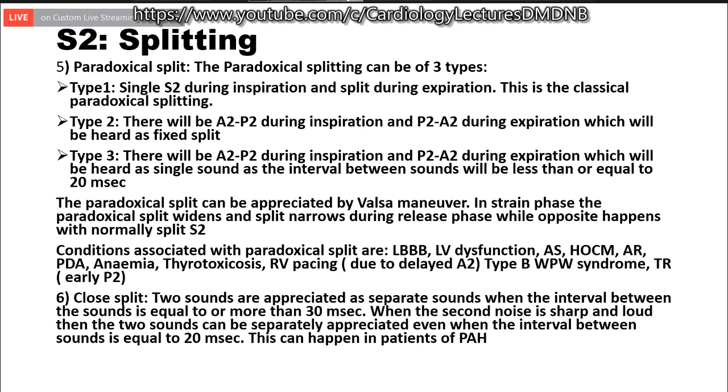So the paradoxical splitting can be due to delayed A2 or an early P2. The early P2 is similar to what is happening in patients with mitral regurgitation, where A2 occurs early, that will result in a wide splitting of the second heart sound.